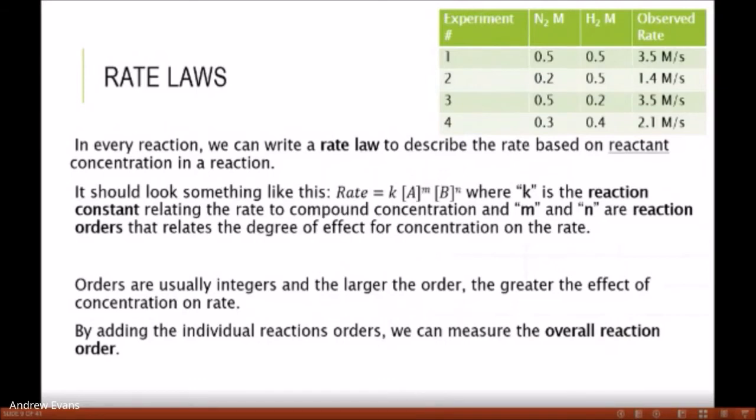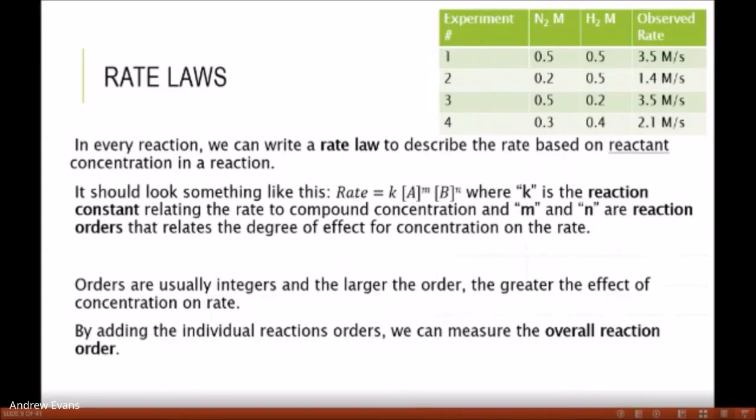A to the superscript of m. A is just a compound, and superscript m is a reaction order, times B to the superscript of n, where n is also a reaction order. So if we're saying A plus B goes to product, I'm including only as many compounds as are on the reactant side.